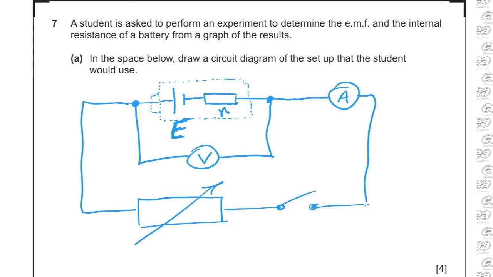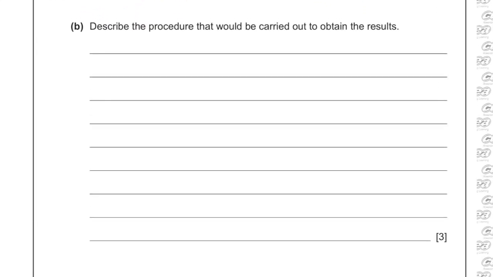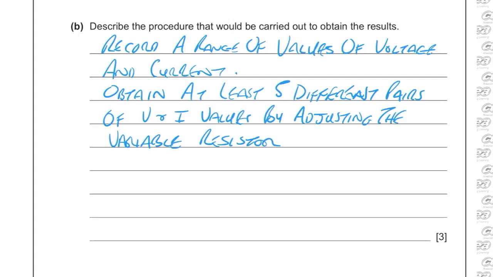And so the idea here is that every time you adjust the variable resistor, you get slightly different values of voltage and current. So the second part then, it says, is describe the procedure that would need to be carried out. And we pretty much already covered it. You keep adjusting the variable resistor to get various values of voltage and current, and you want to take a reasonable number of those in order to get a decent graph. Okay, so we want to record a range of values of voltage and current. We want at least about 5 of them by adjusting the variable resistor.